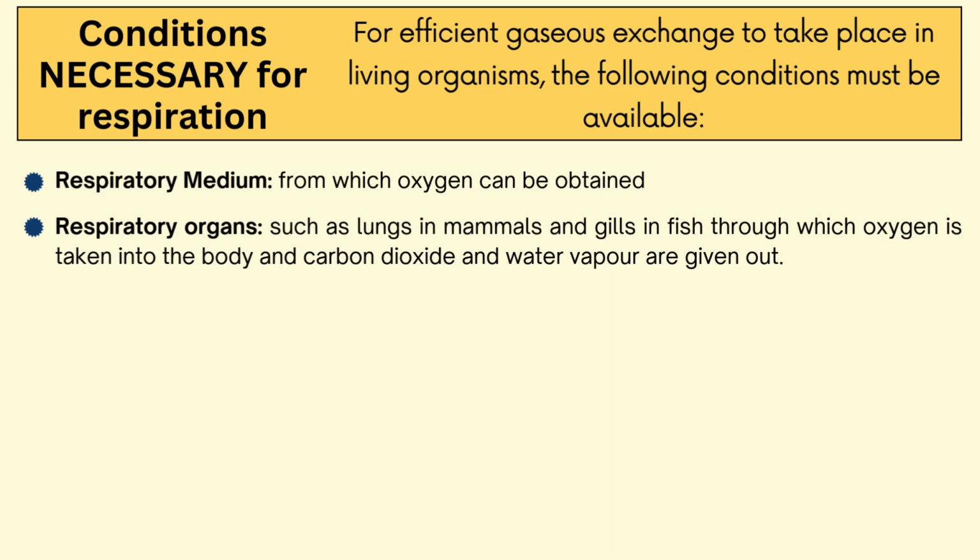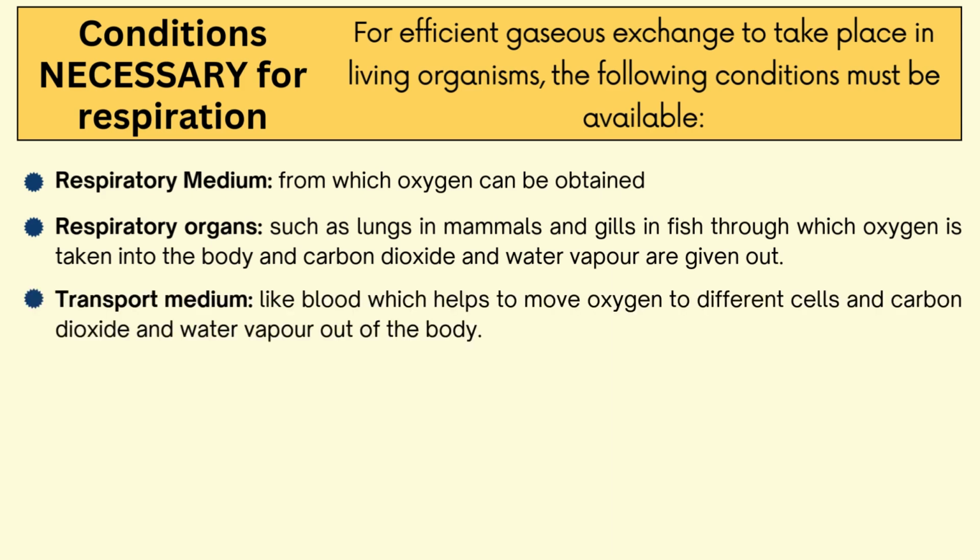Number three, transport medium. This is a system which is able to move the dissolved gases, e.g. oxygen, round the body to all the cells and also collect the gases, that is carbon dioxide, which need to be eliminated from the body. An example of a transport medium in mammals is the blood.